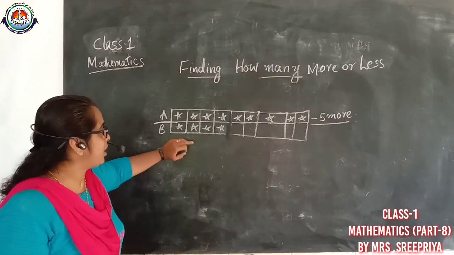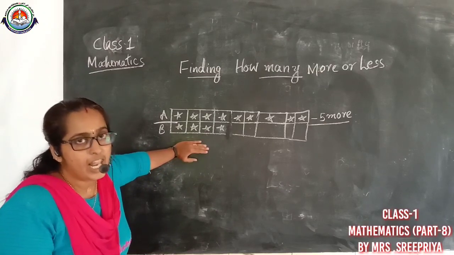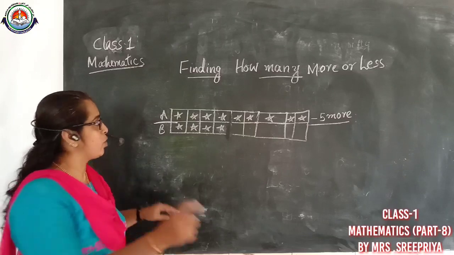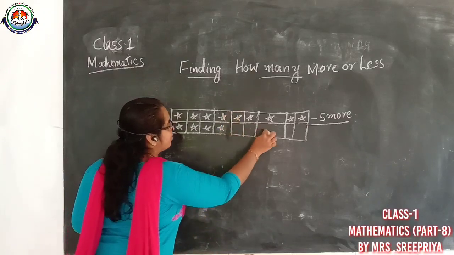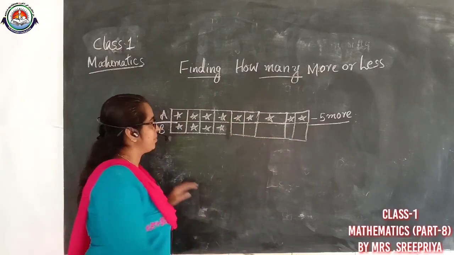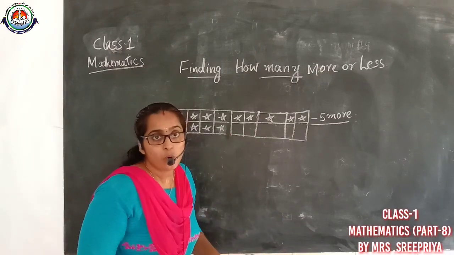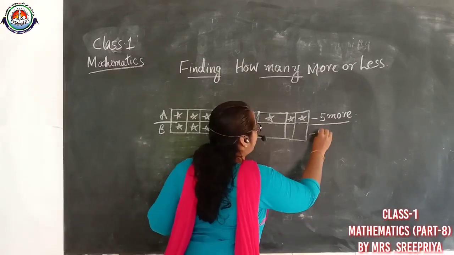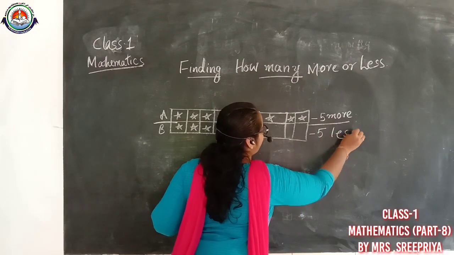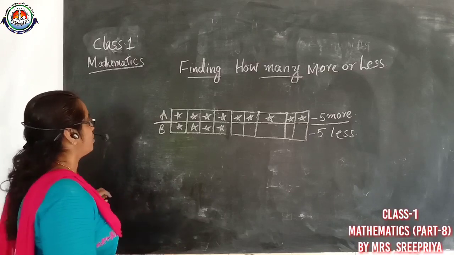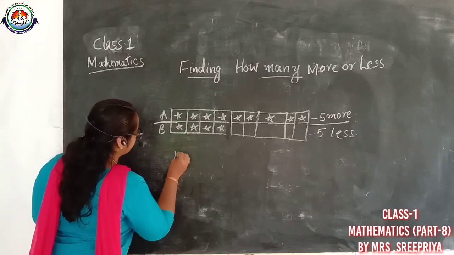Okay, then what about here? We already told it is less. How many less will it be? That also we can know by how many empty boxes are there. How many empty boxes are there? 1, 2, 3, 4, 5. Both are the same, no? Yes, that means 5 less. Understood? 5 less. Okay. One more example.